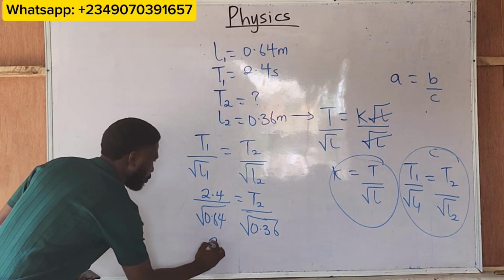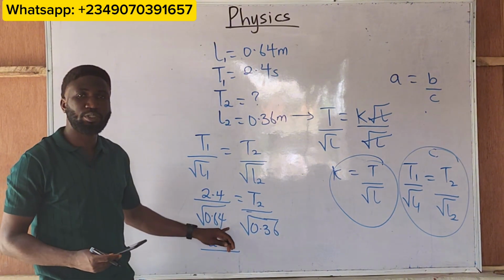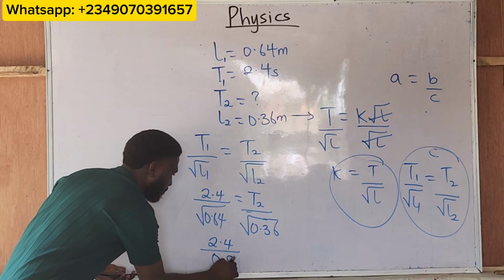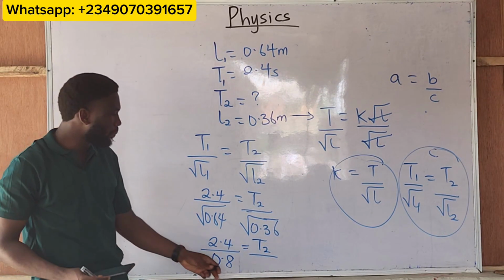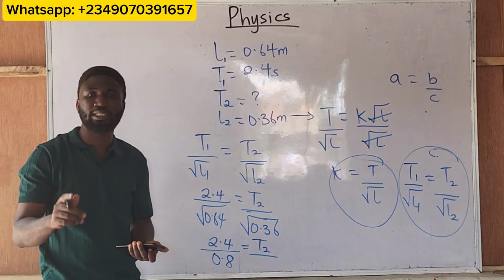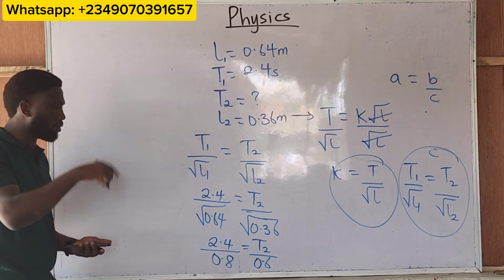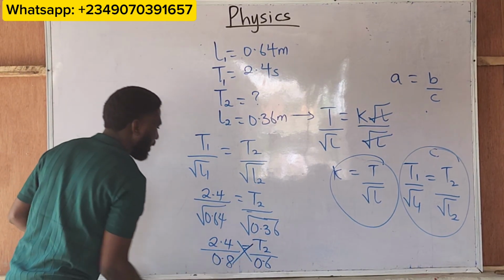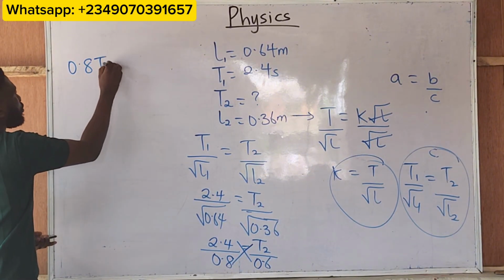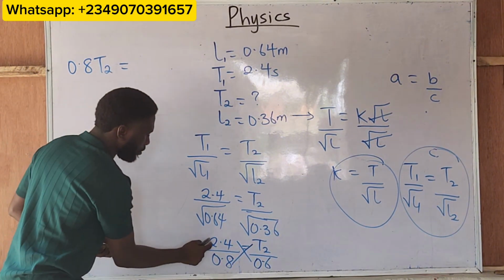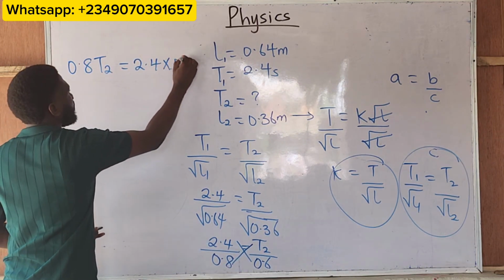So this will give us 2.4 over, if you check the square root of 0.64, this will give us 0.8. Then T2 over the square root of 0.36, which will give us 0.6. So what do you do next? You have to cross multiply. So if you cross multiply, 0.8 times T2 gives us 0.8 T2, then equals 2.4 multiplied by 0.6.